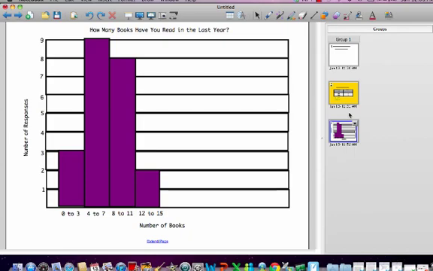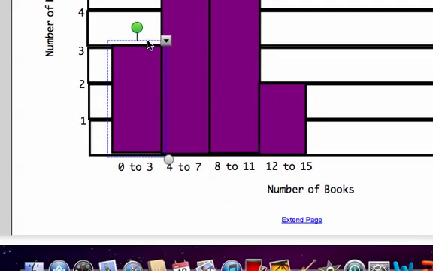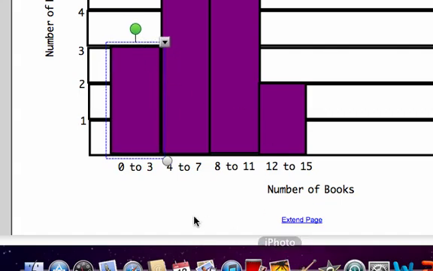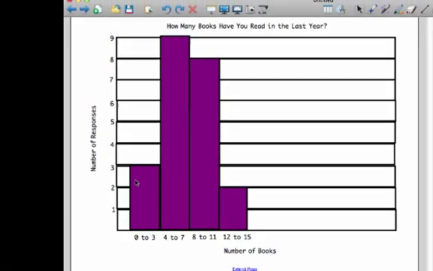So when we make the histogram, you can see my bars here. There's no space in between these. In other words, I don't have any space between here and here. I can just put the bar right next to it. So for 0 to 3 books, 3 people read them, and you can see all the information is the same.